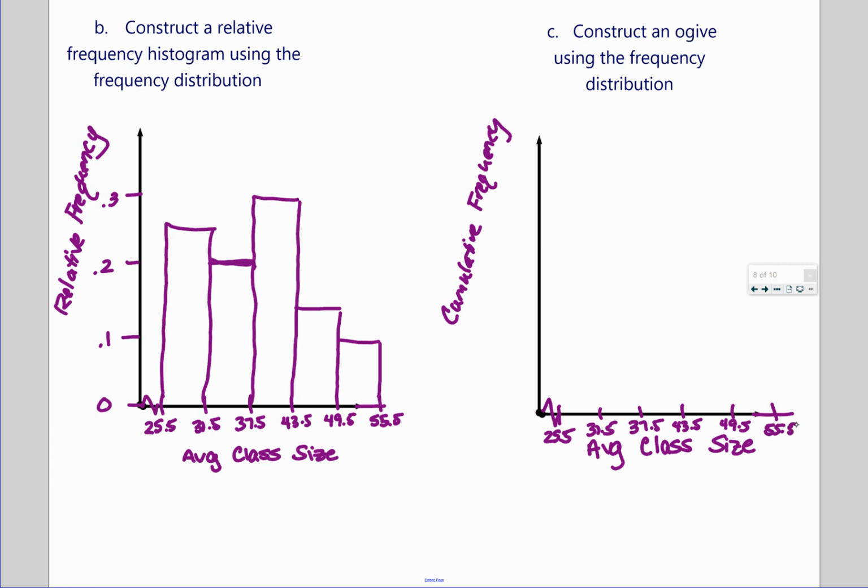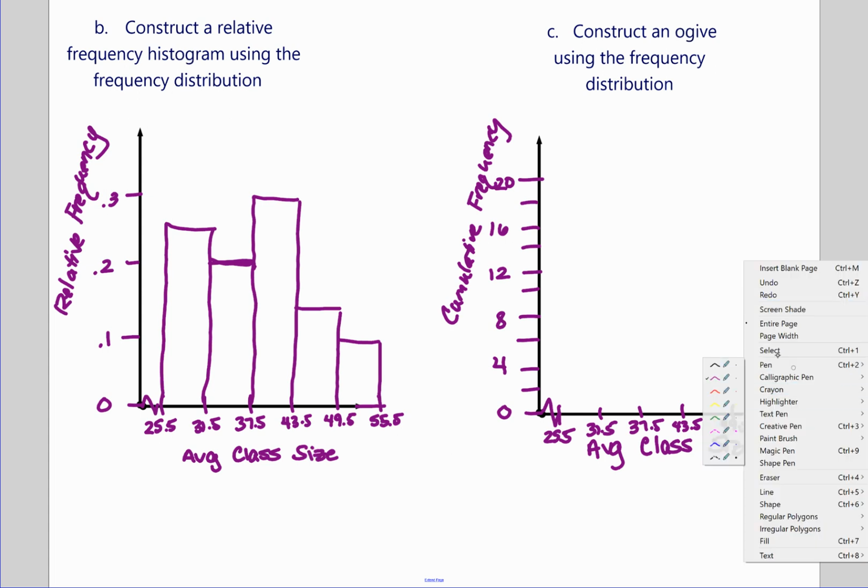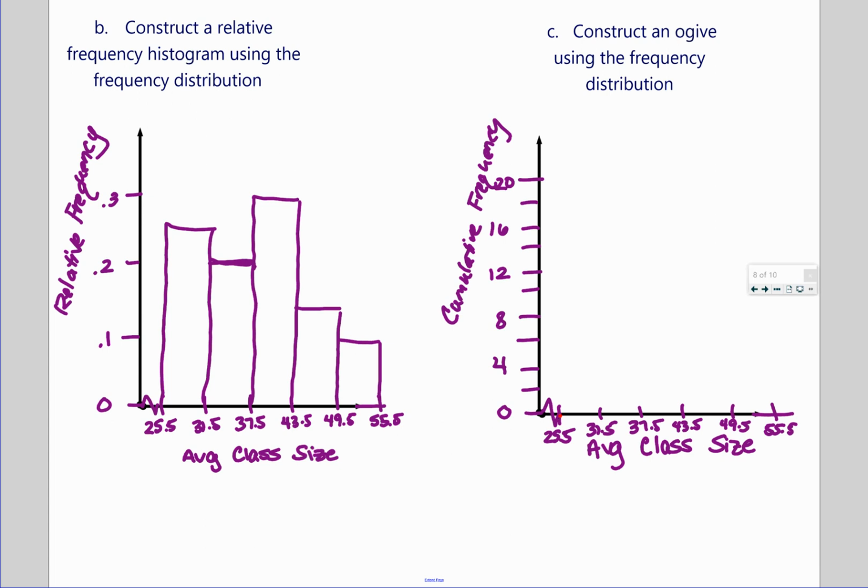Now, cumulative frequency was that last column in your chart, so you're going to have to get up to 20. So we're going to number this axis a little bit differently. Start at 0. You can count by 2s or 5s, whatever you want. 8, 12, 16, 20. I'll do this part in a different color maybe. All right, so it always starts at 0.